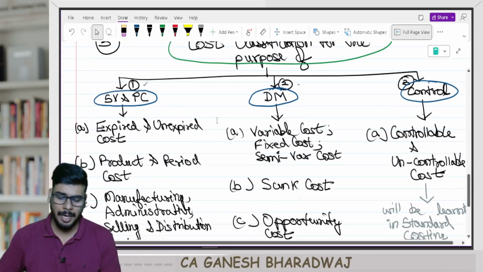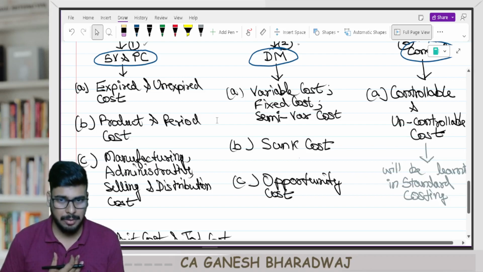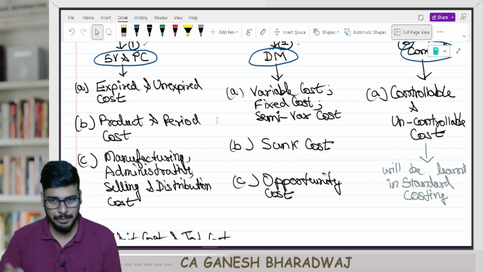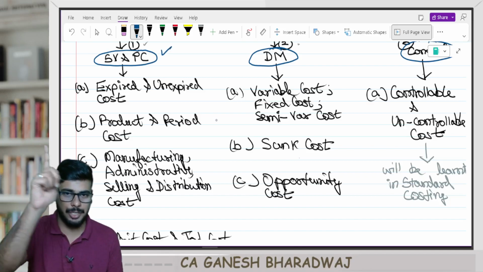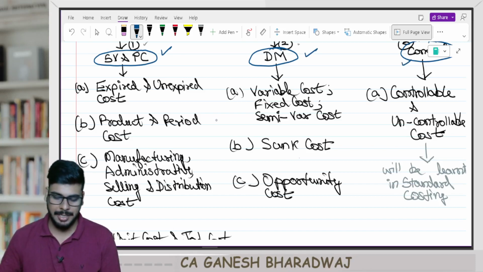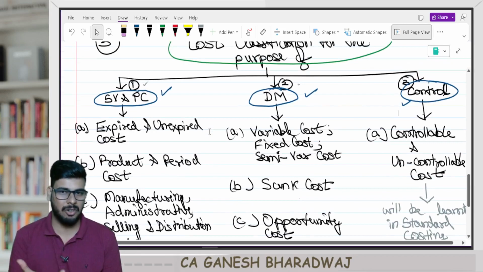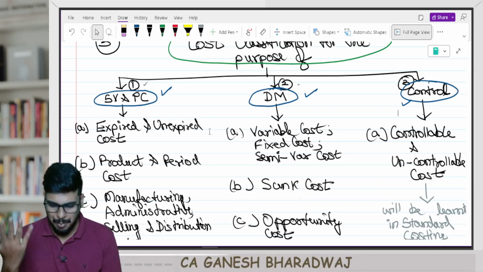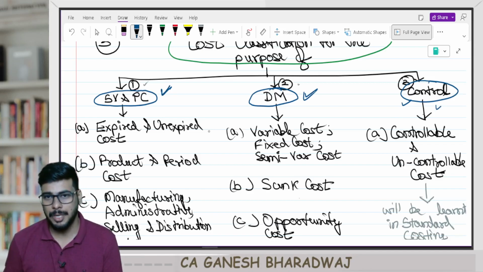Now, what are the 3 objectives of the subject? Tell me, come on. Stock valuation and profit computation, this is one objective. Decision making, this is one objective. Control, this is another objective. Or in other words, can we say we are studying this subject called cost and management accounting because we want to achieve these 3 objectives? Yes or no?